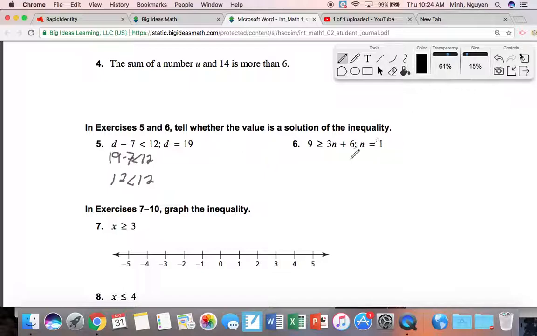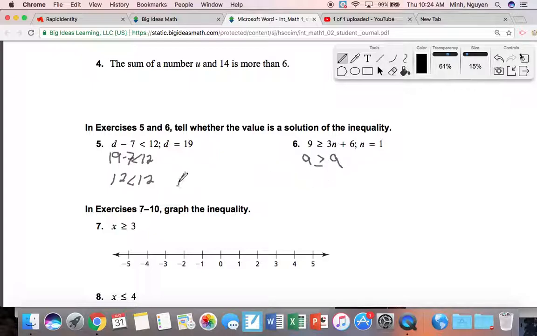Moving on to the next one, n equals 1. 3 times 1 is 3, so I have 9 is equal to or greater than 3 plus 6, which is 9. Again, it's multiplication, right? 3 times n. What is n? n is equal to 1. 3 times 1 is 3. So 9 is greater than or equal to 9. It is not greater than, but it sure is equal to.